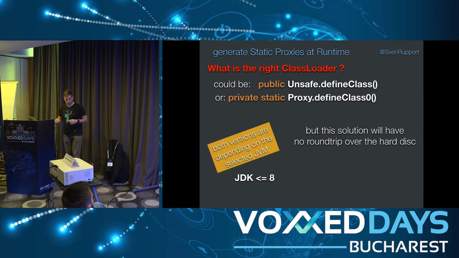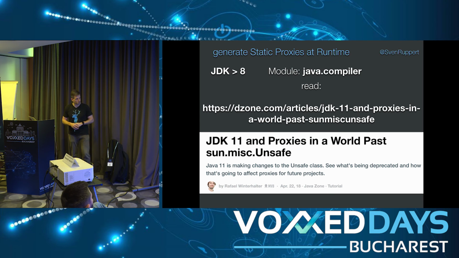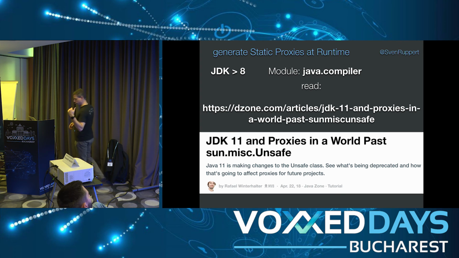But the nice solution here is, at runtime you can decide what kind of proxy you need. You can generate it, you can compile it, and you can do everything without a round trip on the hard disk. This is really, really fast. For you guys in front of me, you don't deal with this legacy stuff like Java 8. You have to read this one. This is very good stuff from Rafael, the creator of ByteBuddy, and he wrote how to replace Unsafe with the new thing.